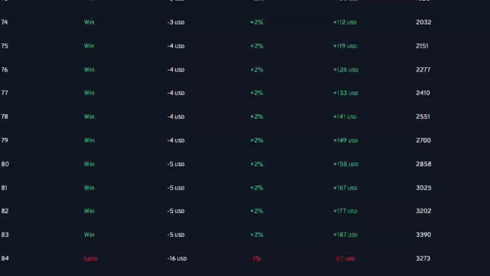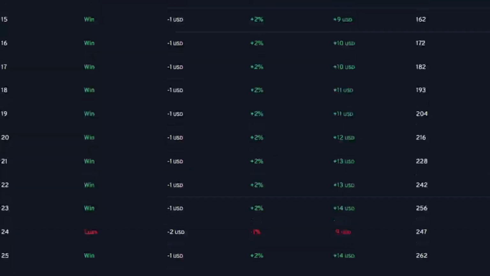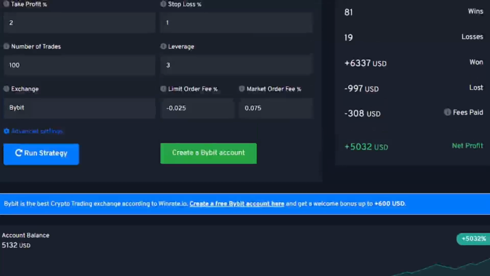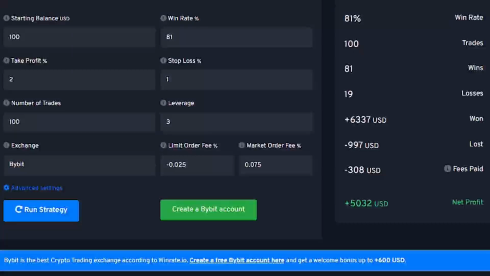Well, the results are just outstanding. By no means do I want to say that the real-time outcome will be the same, because you need to control your emotions as well as consider spreads and fees. But this is just a glimpse of what this strategy is capable of.